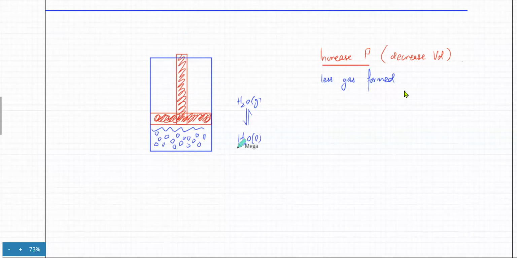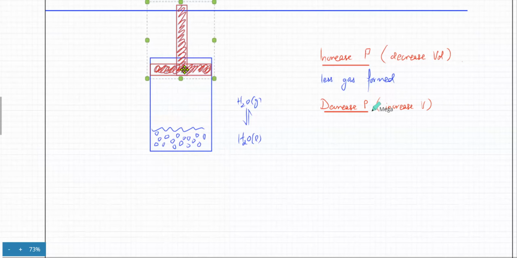Vice versa, if I decrease pressure, that means I'm increasing volume. I'm decompressing. I increase volume, so I'm going to try and increase the volume. That means I'm going to push the piston outwards. So if I'm moving the piston outwards, I'm decreasing pressure.